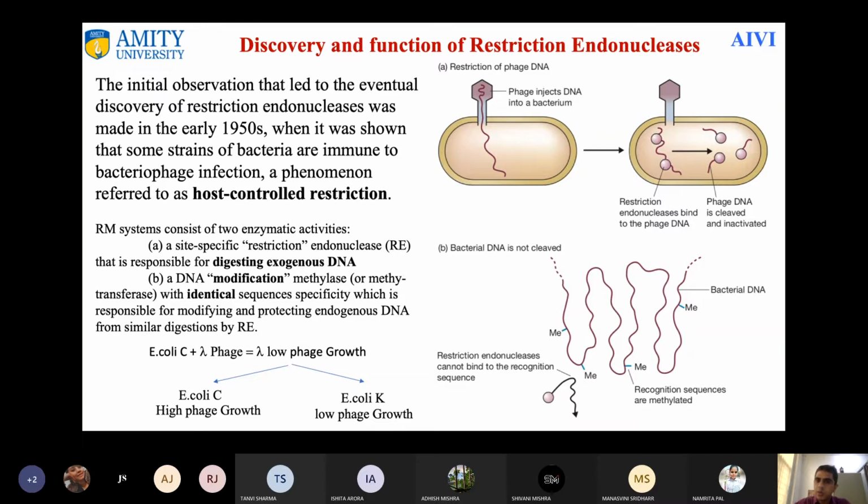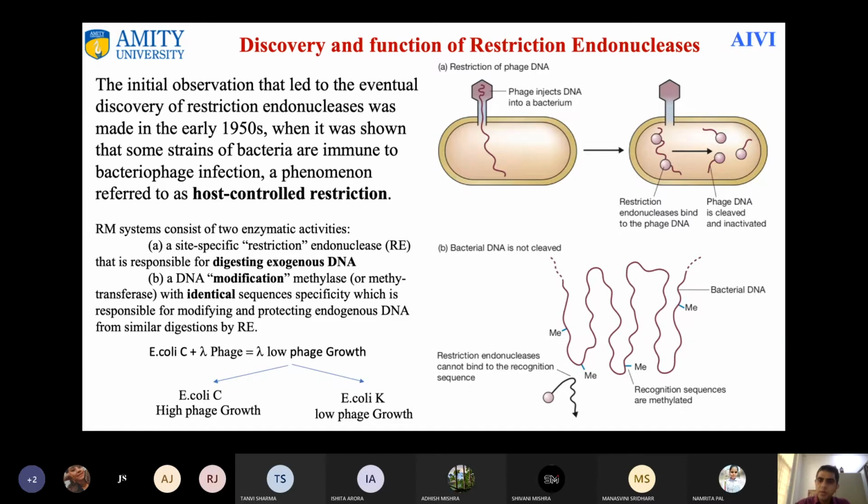What type of modification are we talking about? The modification enzymes, which we will refer to later in the study, are called methylases. The term methyl is there, so the substrate of this enzyme is a methyl group, and we also call it a methyltransferase. These enzymes transfer a methyl group to your own self nucleotides, meaning the DNA that your bacteria has, its self DNA, is going to be methylated.